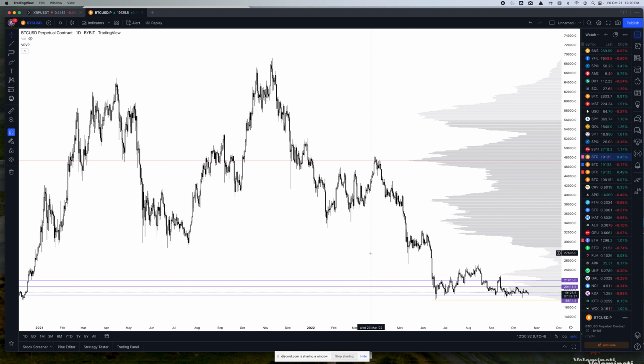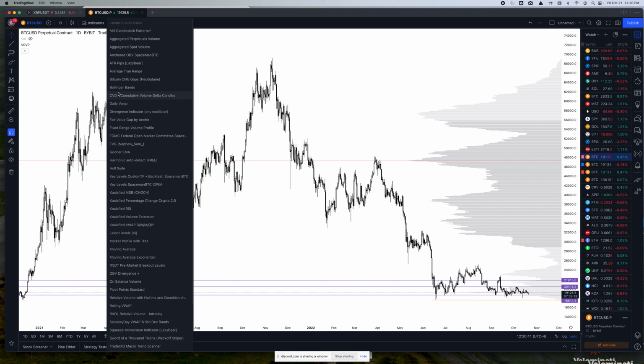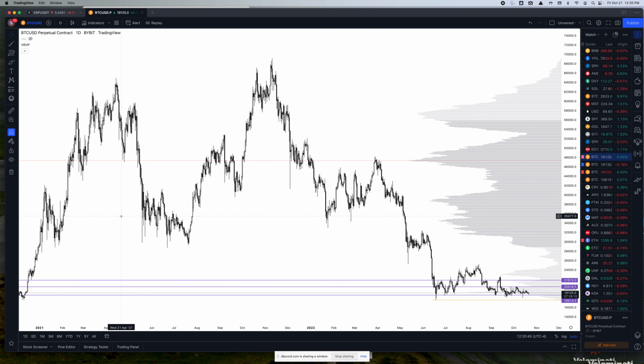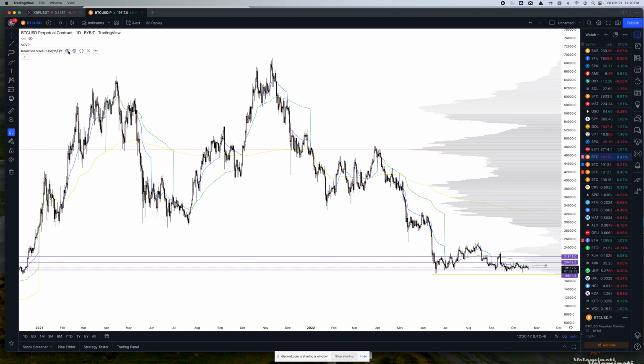It's a little bit more challenging in a trend, and what you would want to do is just add some additional context to your volume. So the next thing I would add would be the VWAPs.